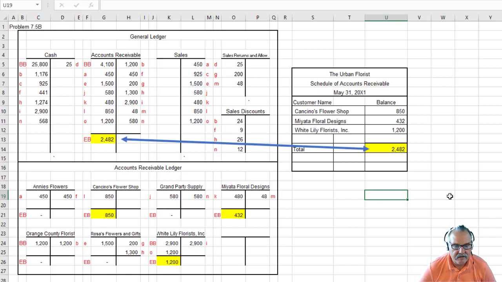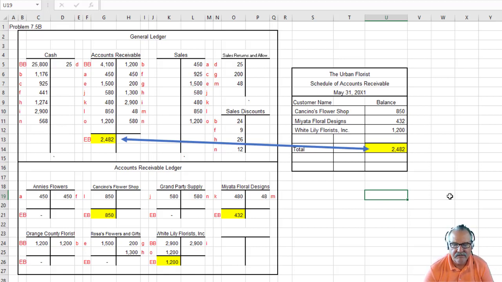But Cancino's Flower Shop has got a balance of $850. Miata Floral Design has a balance of $432. And White Lily Florist has a balance of $1,200. That adds up to $2,482. It agrees with the accounts receivable account in the general ledger.